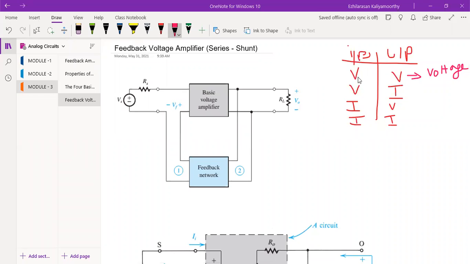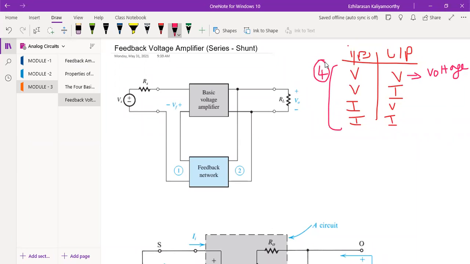The input is voltage and the output is voltage. Next, the input is voltage, output is current. Then input is current, output is voltage. Then input is current, output also is current. These four topologies are available actually.